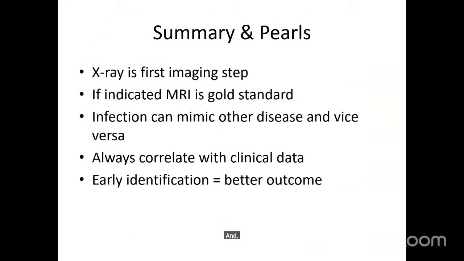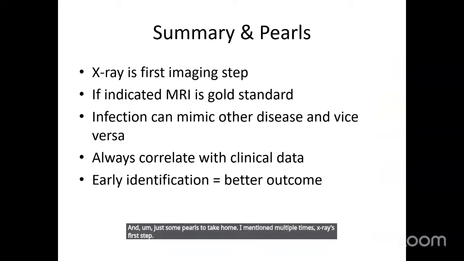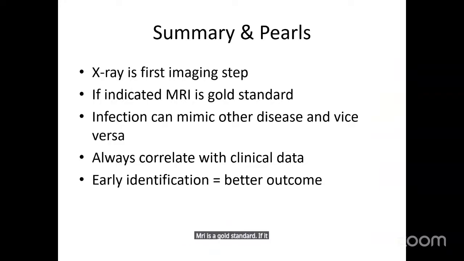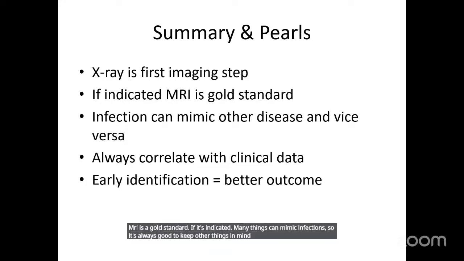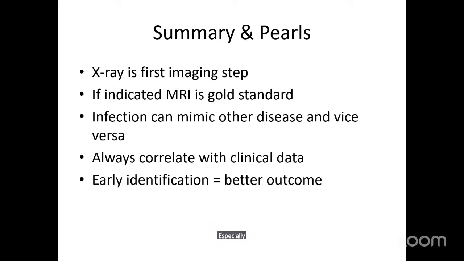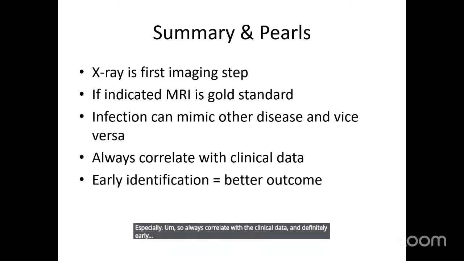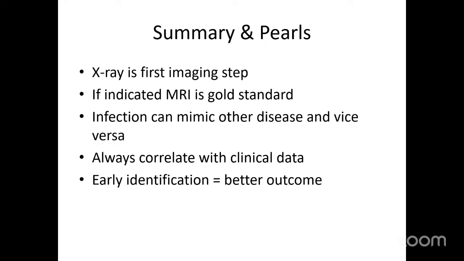And just some pearls to take home. I mentioned multiple times, x-ray is first step. MRI is gold standard if it's indicated. Many things can mimic infection, so it's always good to keep other things in mind, like trauma and neoplasm, especially. So always correlate with the clinical data, and definitely early identification leads to a better outcome. And that's true with most things.